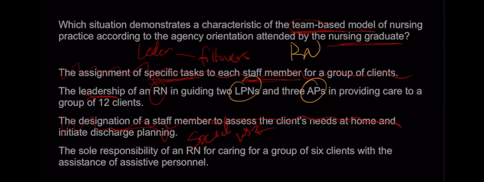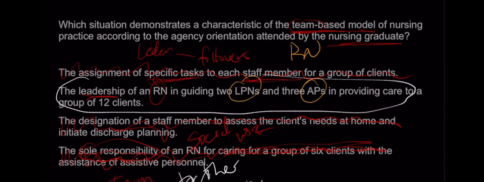The sole responsibility of an RN for caring for a group of 6 clients with the assistance of assistive personnel. So you are taking care of 6 clients with the assistance of assistive personnel? No. The sole responsibility, I don't like that word. We're a team. We are in it together. That's the word for team. So the only one that fits it, this one right here, I like that one.